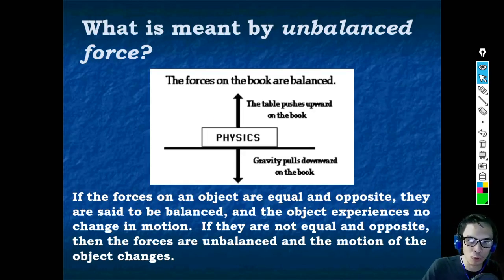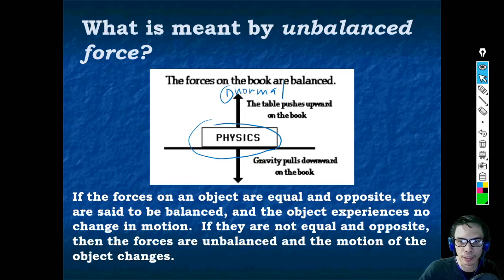If you take a look at this book sitting on the table, the book is experiencing equal and opposite forces. One force is the upward arrow you see here, the normal force, and the second one, the down arrow, is gravity. These two are very important because they make the book stay in place. The book is experiencing equal and opposite forces coming from two directions.